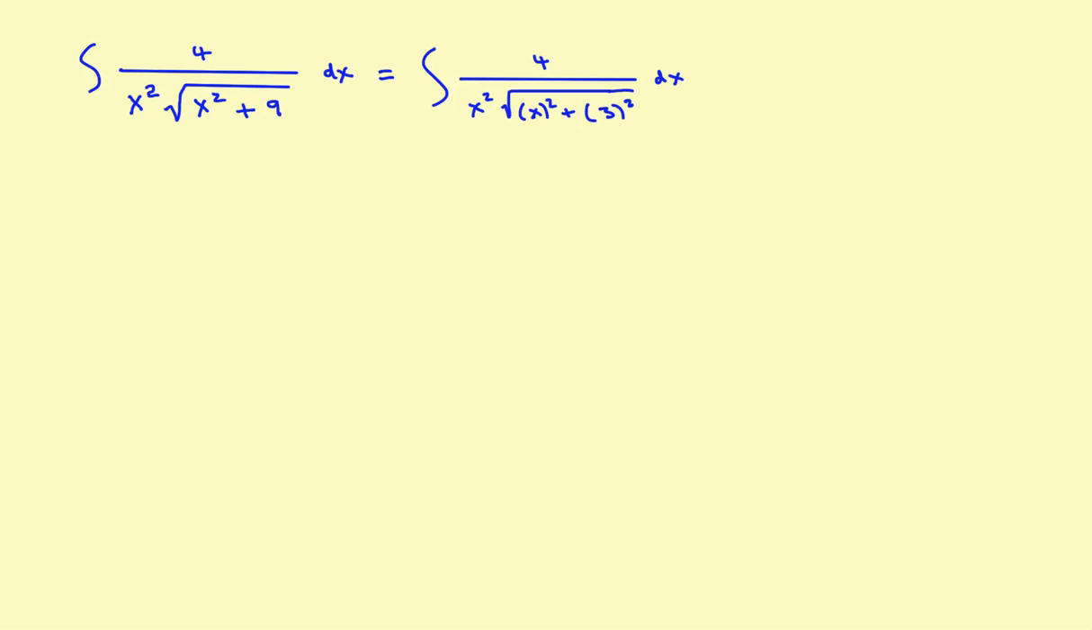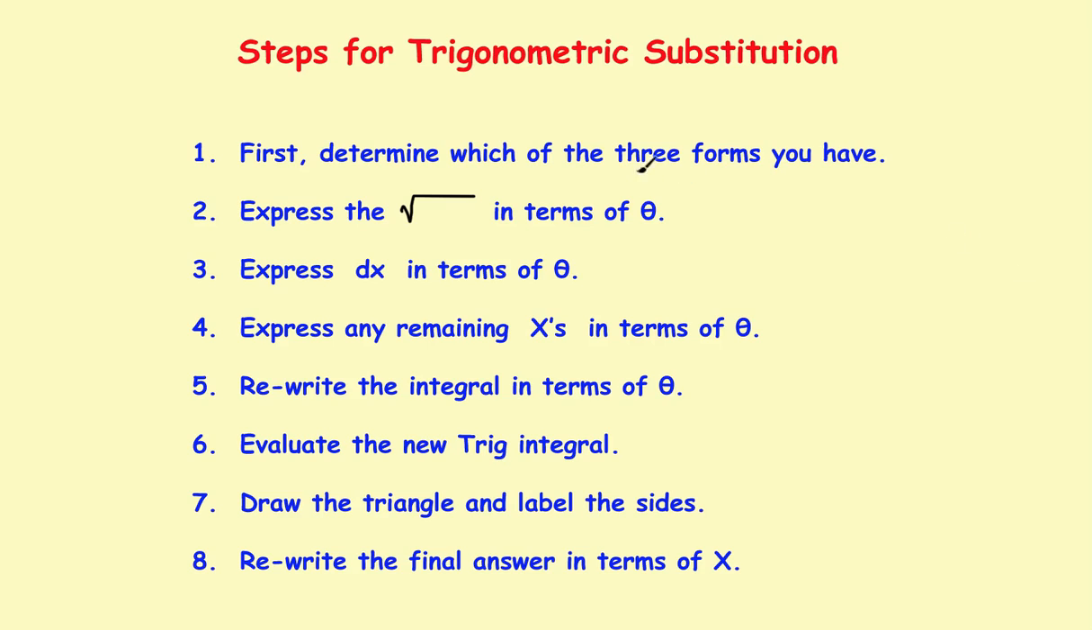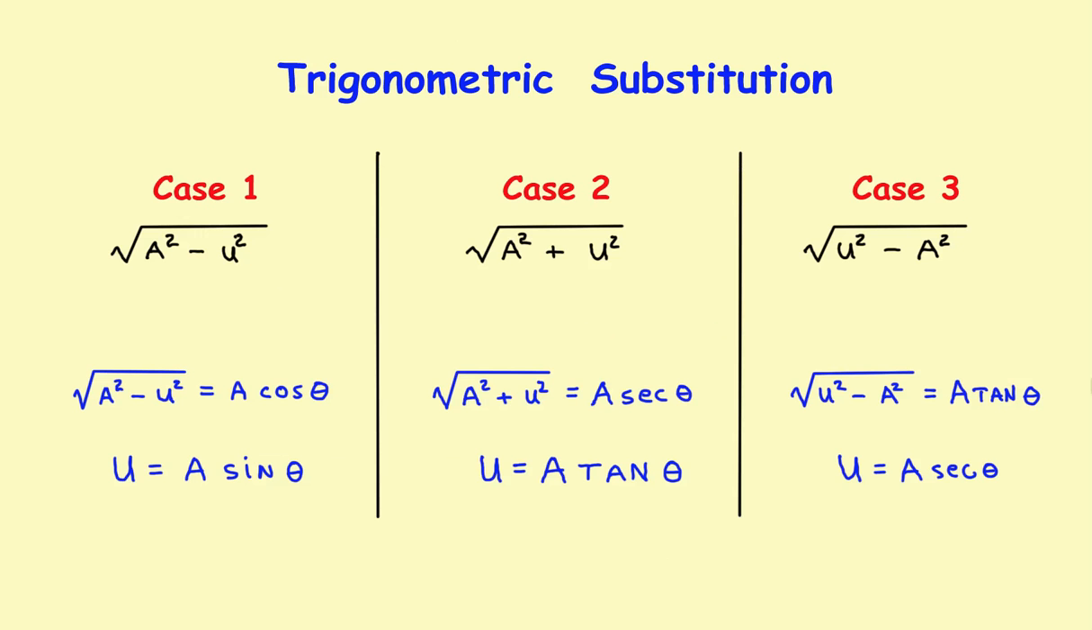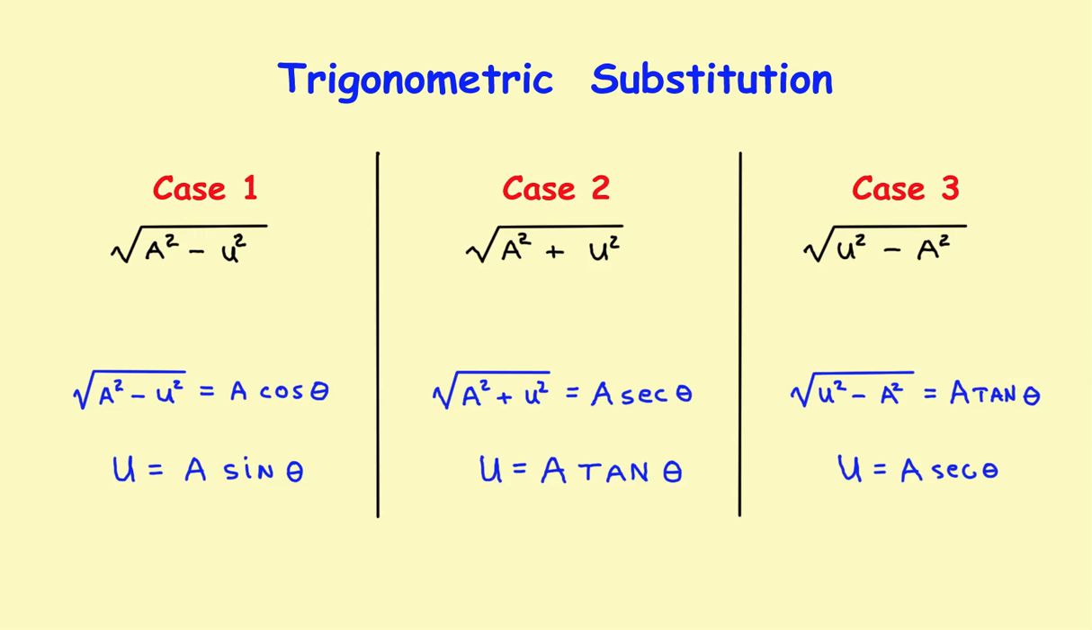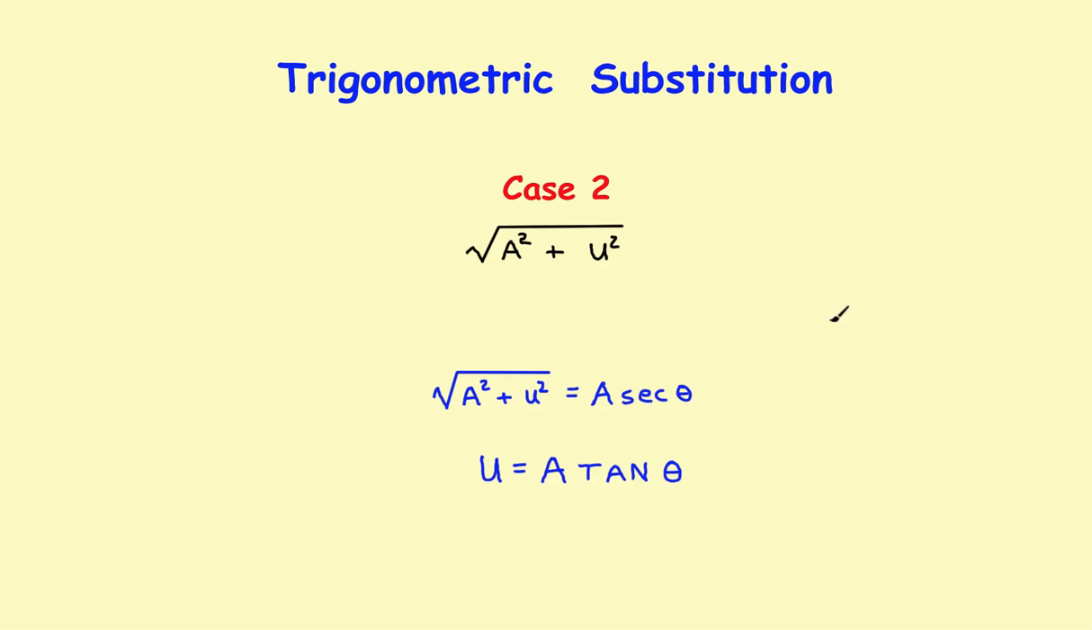Okay, now again, we'll use the same series of steps that we've used on the previous videos. Remember, the very first thing you have to do is to determine which of the 3 forms you have. Well, let's take a look at those 3 forms. The first case is the square root of a squared minus u squared, or it could be the square root of a squared plus u squared, or it could be the square root of u squared minus a squared. Now, in this case, clearly what we've got, if you look at our problem, is something squared plus something squared. So ours is going to be case 2, and we'll focus just on case 2 and forget about the other ones.